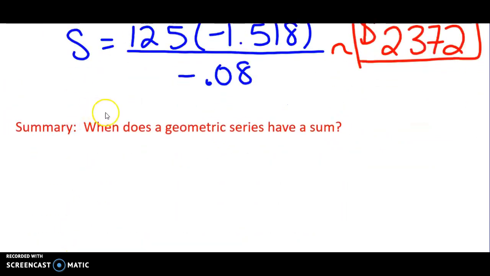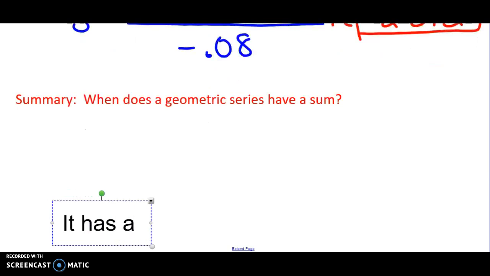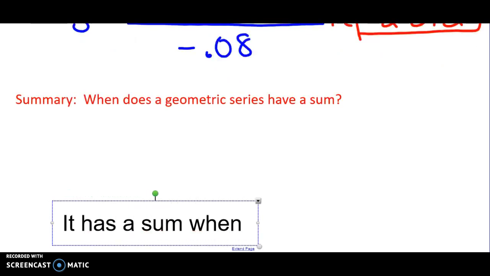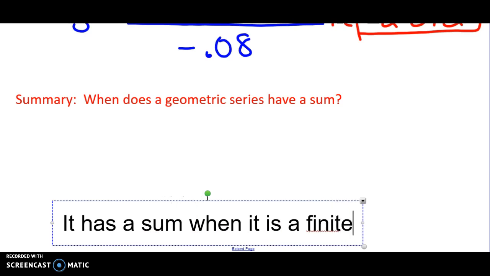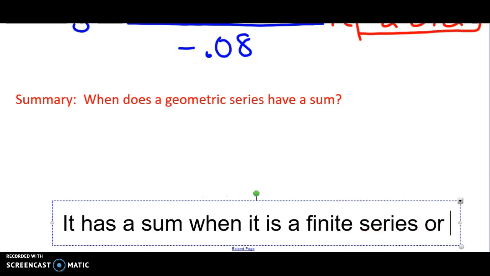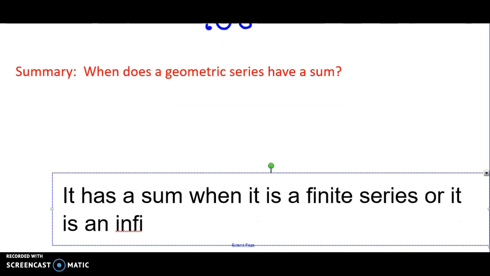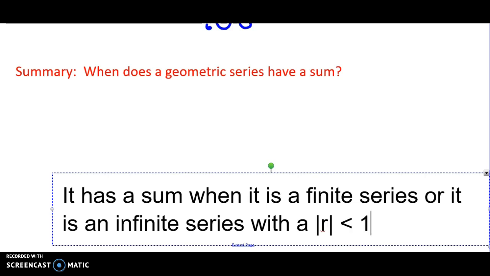All right, so in summary, when does a geometric series have a sum? It has a sum when it is a finite series, or it is an infinite series with an r, or the absolute value of r, that is less than 1. So something like a half or 2/3.